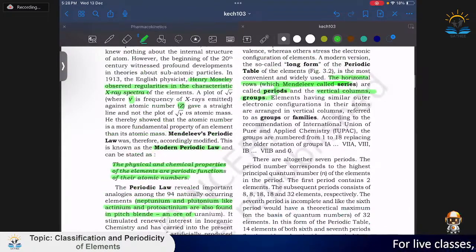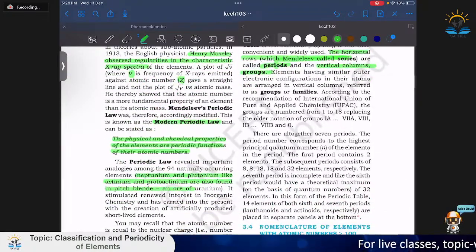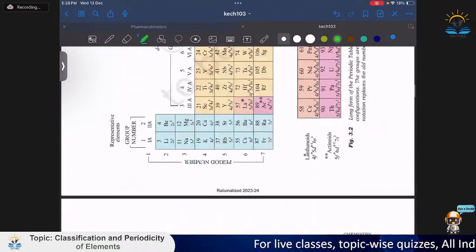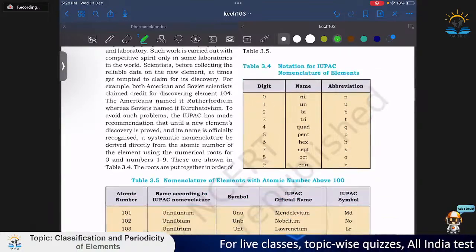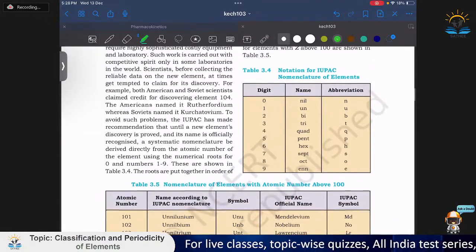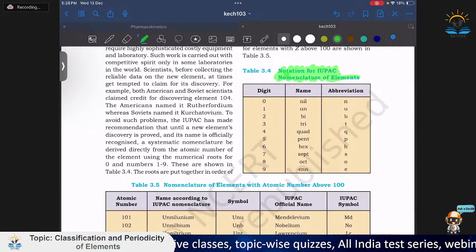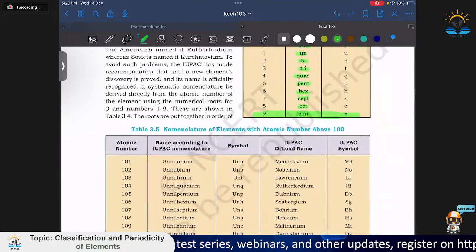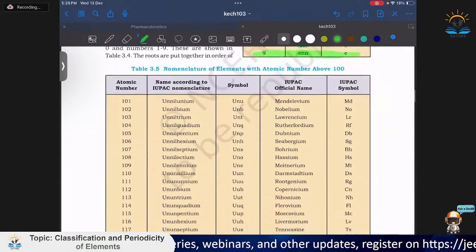We have covered periods and groups. Let's see nomenclature of elements with atomic number more than 100. Although questions are now not asked in this, you just need to remember this one table for answering all those questions. So 0 stands for nil, 1 un, bi, tri, quad, pent, hex, sep, oct, n. So basically what you need to remember is 9 is called n here. Rest are easy to remember.